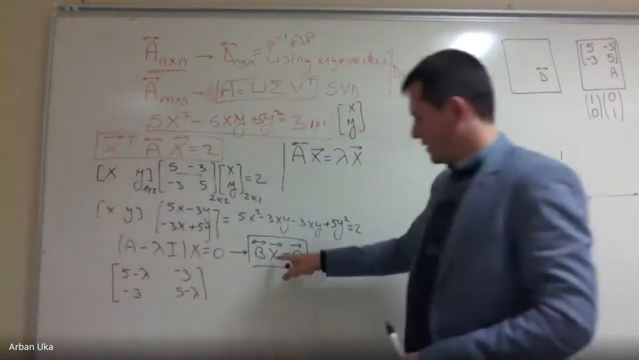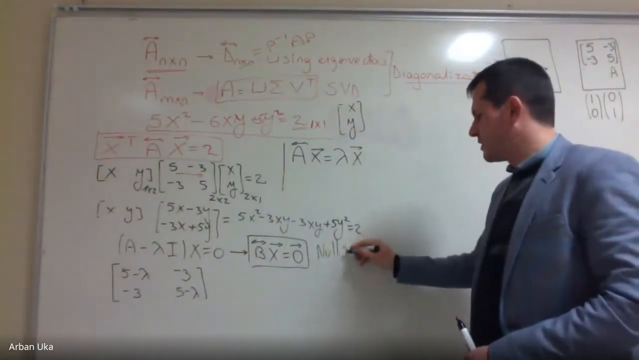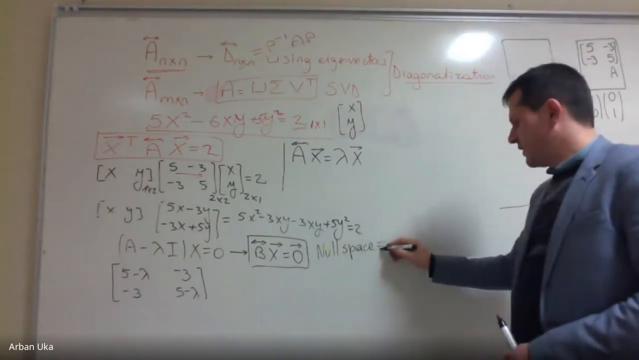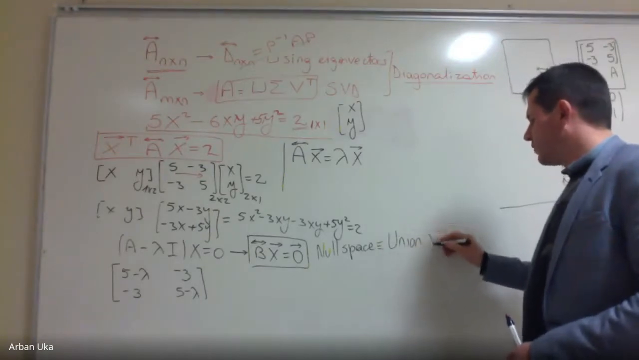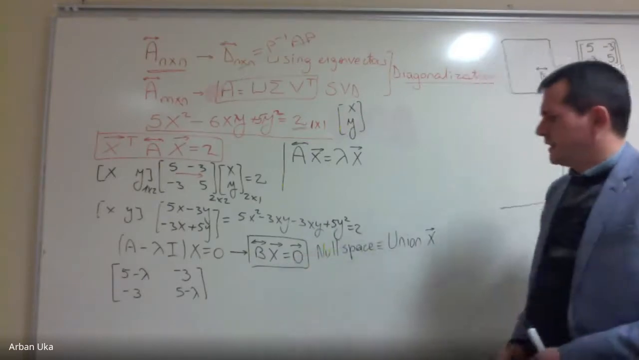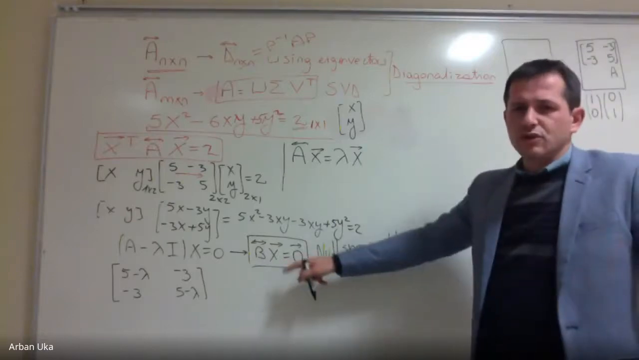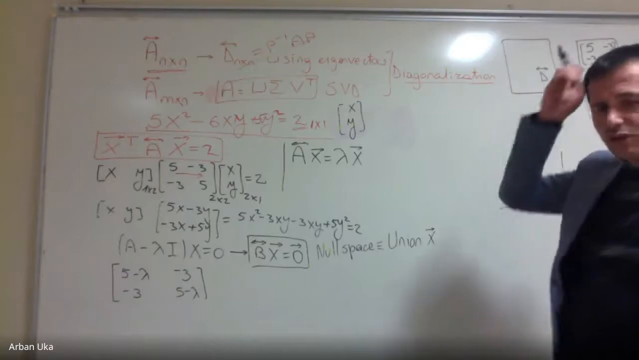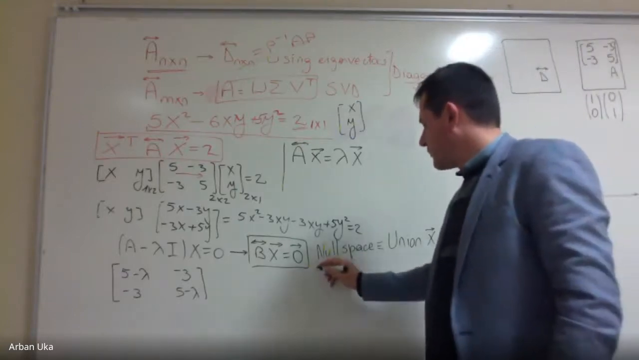Solving for x is equivalent to finding the null space of this matrix. The null space is composed of the union of all vectors x that satisfy this condition. The first solution here is a trivial solution, where x can be equal to 0, but we are not interested in the trivial solution. We'd like a more general one, where x can be different from 0.